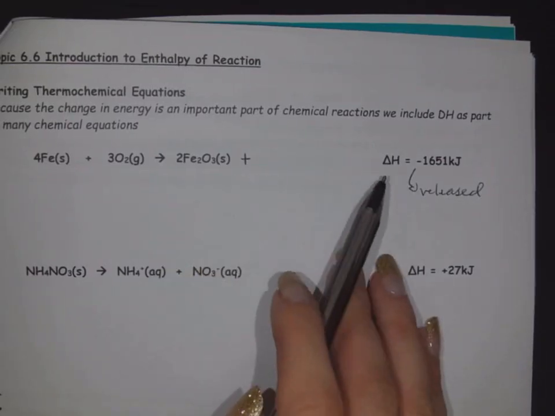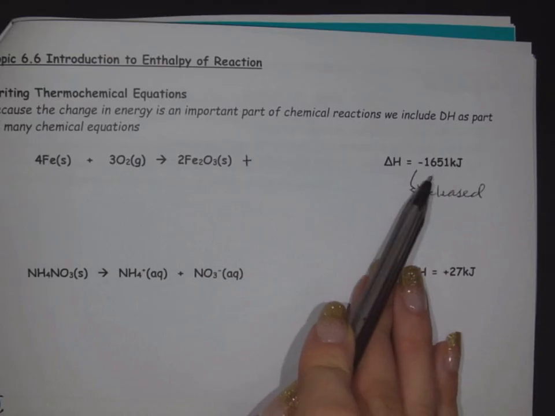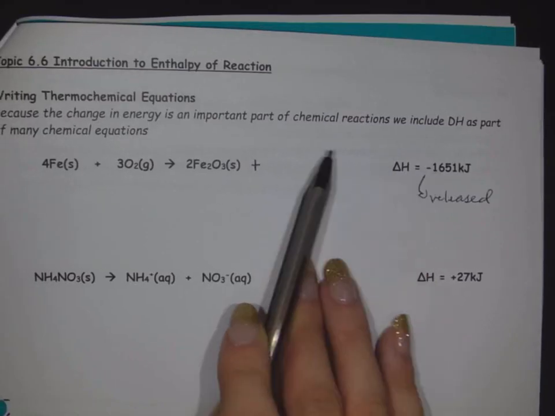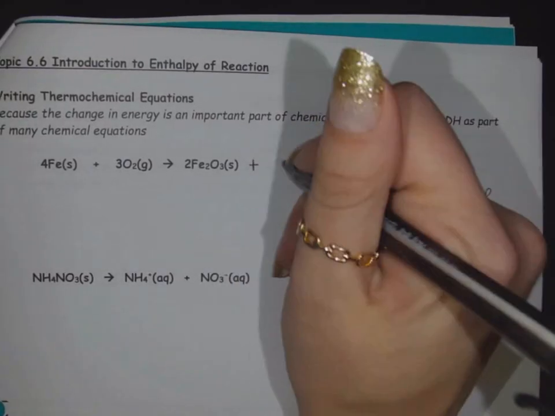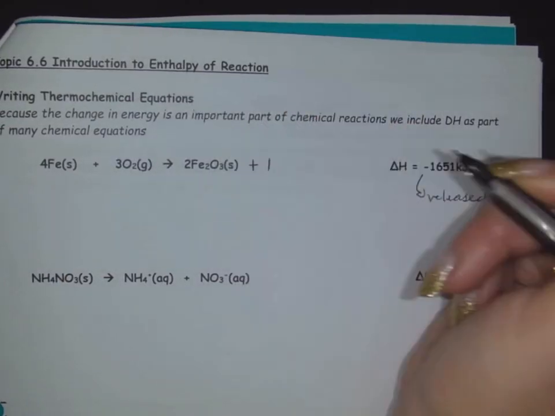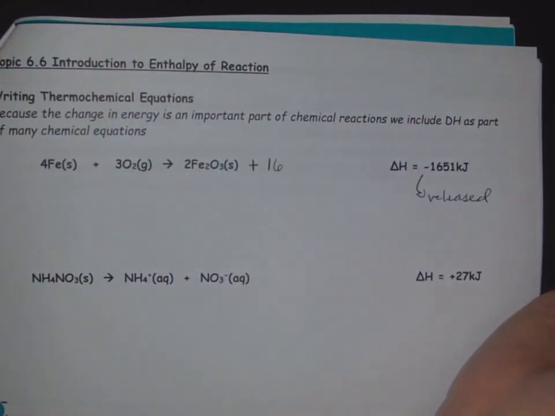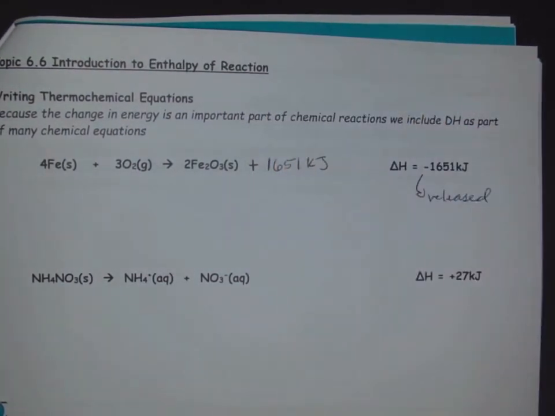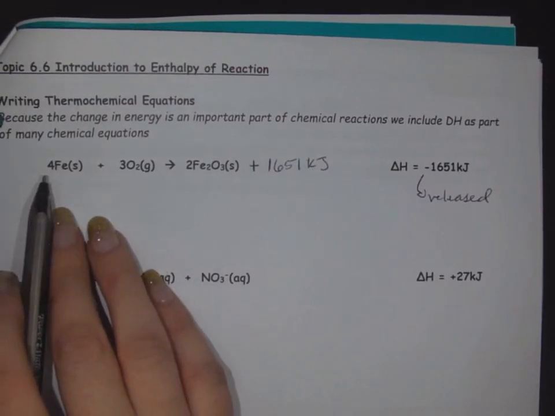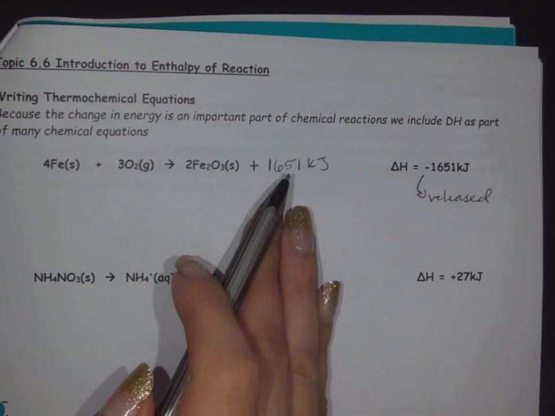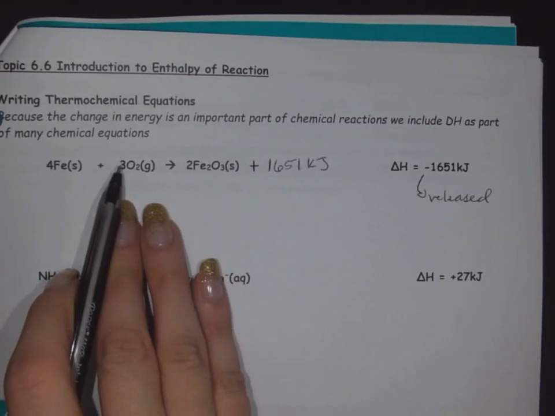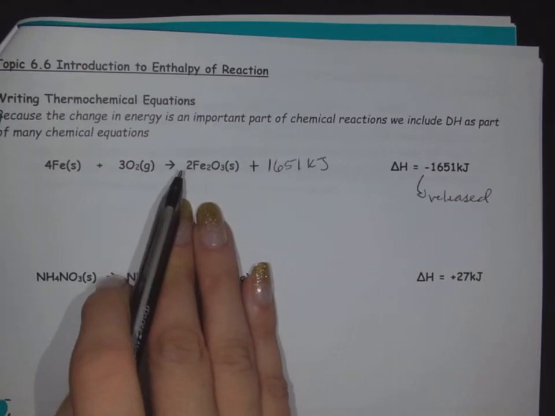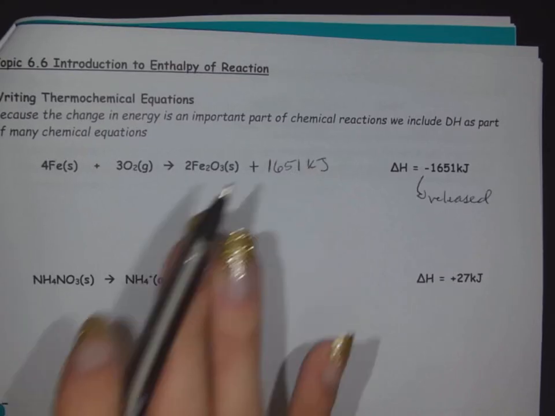And so when we have an exothermic reaction and that change in energy is negative, you would put it on the product side, and then I wouldn't take the negative sign with it. The negative sign just means that it was released. So plus 1,651 kilojoules. Okay, so for every 4 moles of iron that reacts, that's how much energy is released. Or for every 3 moles of oxygen that reacts, that's how much is released. Or for every 2 moles of iron oxide that's produced, that's how much energy is released.